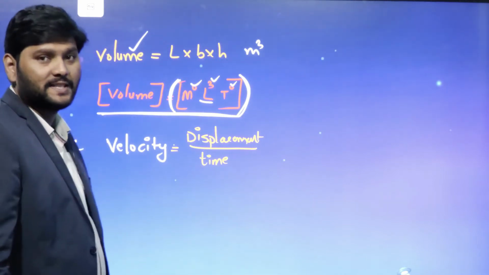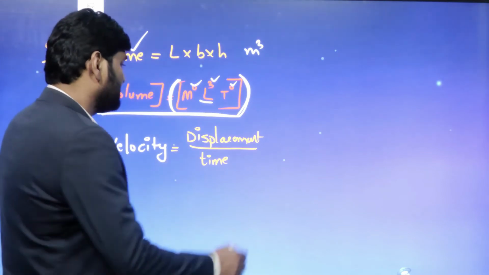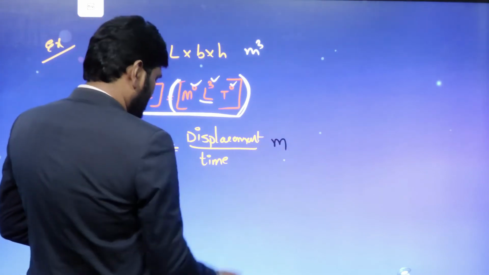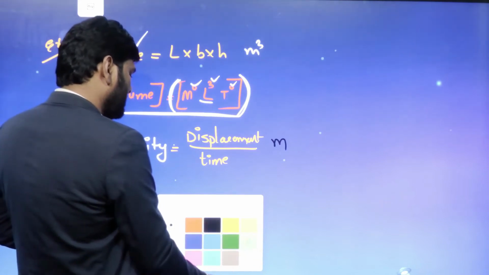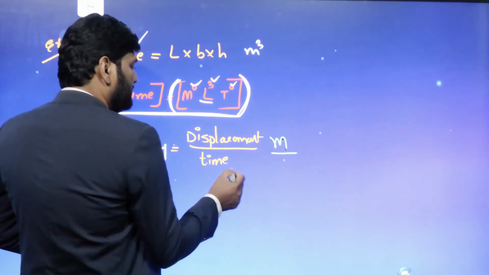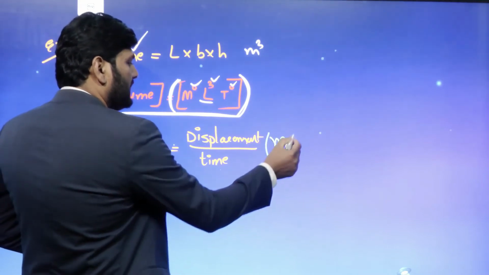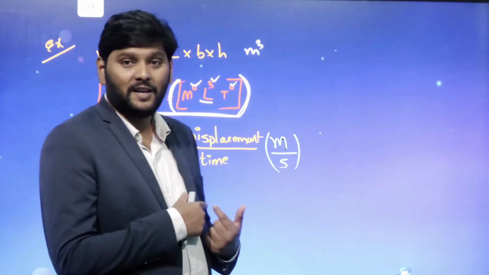See, by observing the formula, you can say what the units are, isn't it? Yes, displacement units are meter and time units are second. So combinedly, meter per second is the unit for velocity.